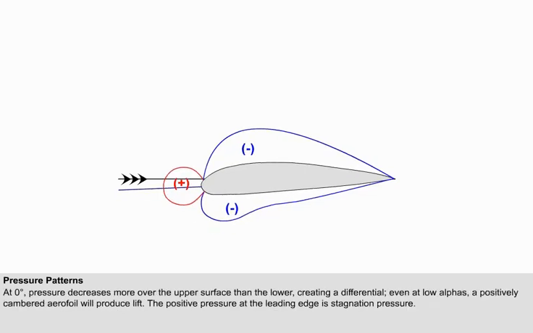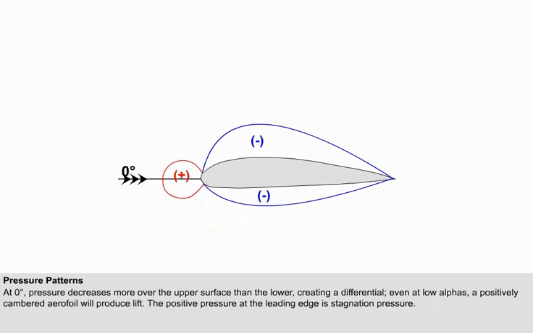This is known as the zero lift angle of attack. At 0 degrees alpha, there is a pressure decrease over the upper surface compared with free stream flow, with a smaller decrease on the underside. Even at small angles of attack, between -4 and 0, a positively cambered section will produce lift. The positive pressure at the leading edge is dynamic, or in this context, stagnation pressure.